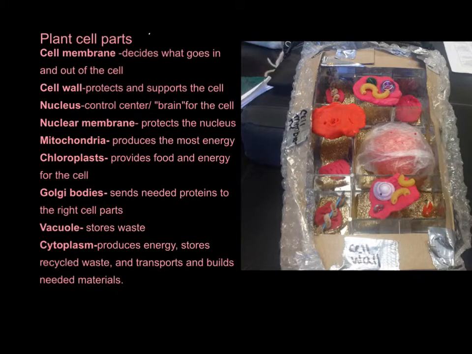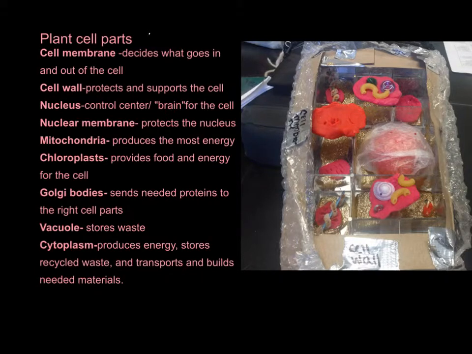Plant cell parts. Cell membrane. The cell membrane decides what goes in and out of the cell. The cell wall protects and supports the cell and holds its shape. The nucleus is the control center or the brain for the cell because it controls all the parts.